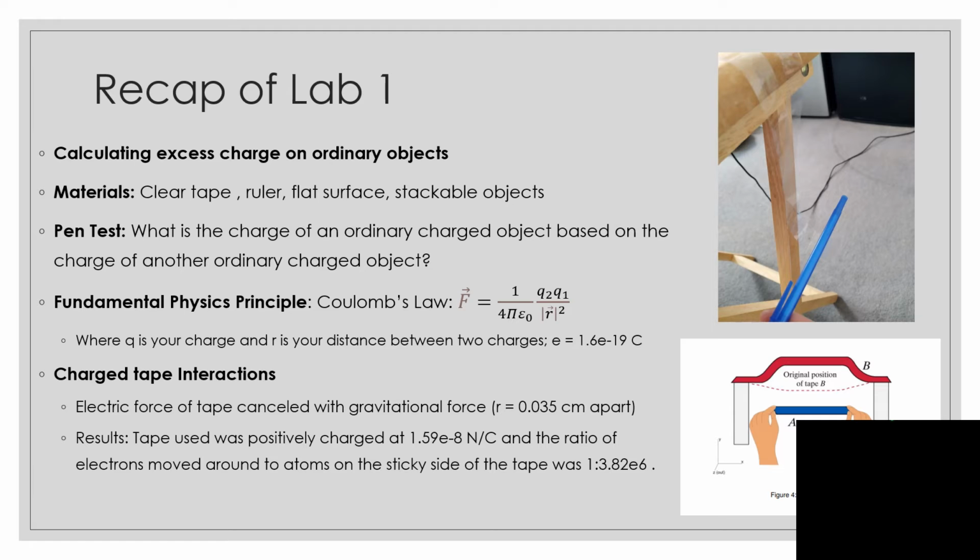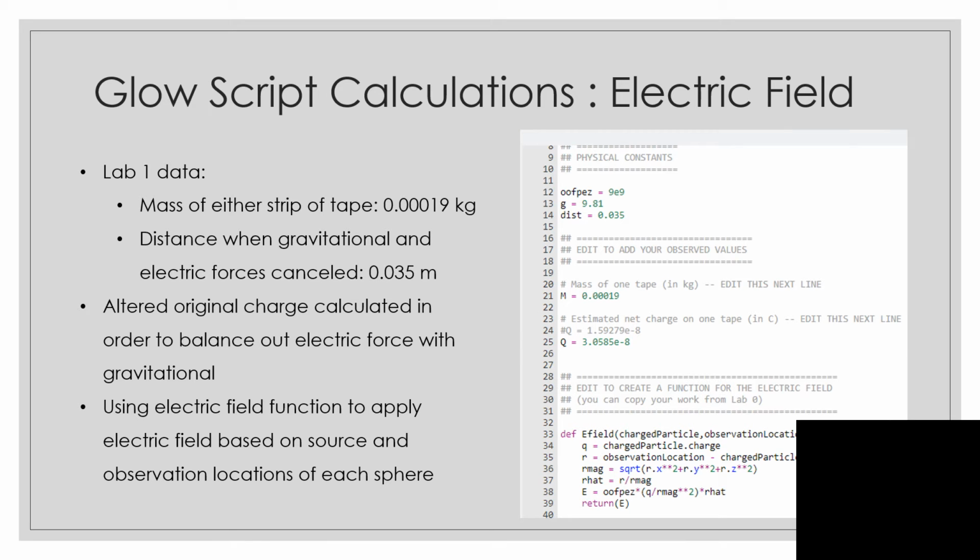This experiment informed us that the tape's point charge is 1.59 times 10 to the negative 8 newtons per coulomb, and the ratio of electrons to atoms on the surface area of one side of a tape is 1 to 3.82 times 10 to the 6. GlowScript was mainly used in this experiment, and three measurements we needed were the mass, which was 0.00019 kilograms, the distance between the tapes, which was 0.035 meters, and the charge, but this was altered later on.